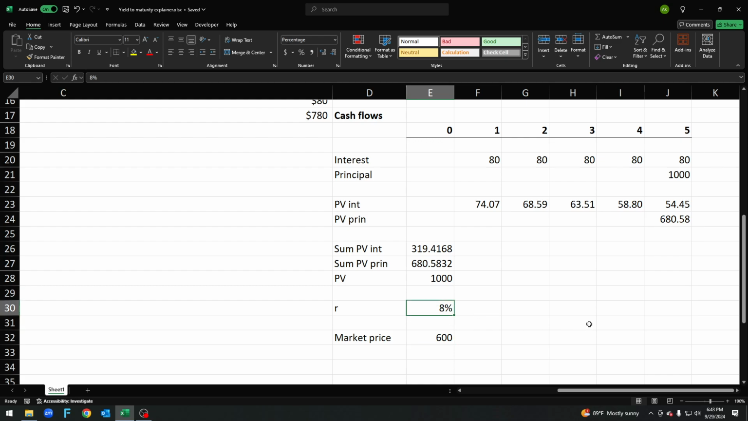So my guess is that this bond has a duration of close to 5. It's fallen by 40% in value from 1,000 to 600. So I'm going to guess that this R is around 17%. So what we're going to do is we're going to put in different values for R until this number becomes 600.